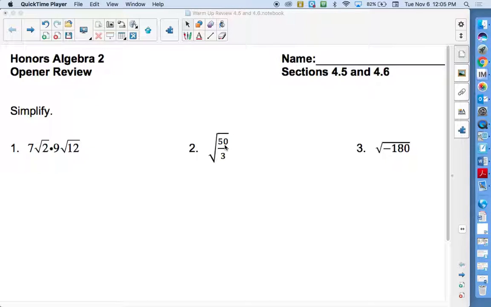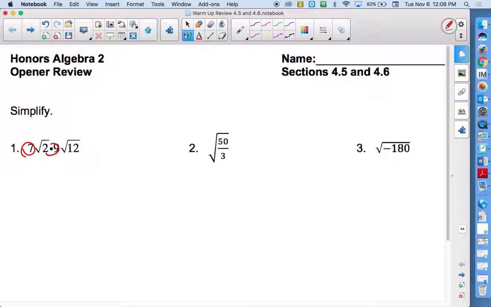So with the first one, we need to look at the 7 and the 9. Those two numbers, we call them like terms. They're both outside, so we would want to focus on those first. When we multiply those two numbers, 7 and 9 give us 63. And then the radical values, we multiply those two together as well to give us 24.